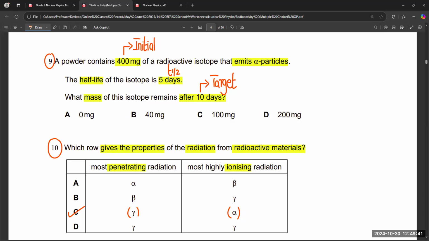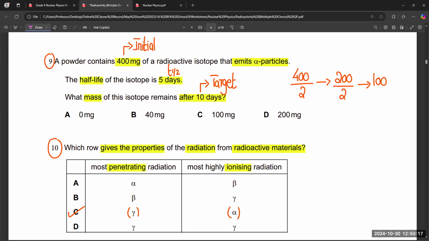Sir, part C, 40 mg. Sir, answer is C. Okay. Right. So part C is the correct answer because it is very simple. Initially, we have 400 and it is written half-life is of 5 days. So after 5 days, we got 200, like this. And if we perform another half-life, we'll get the value 100.